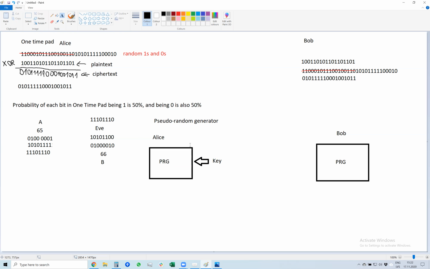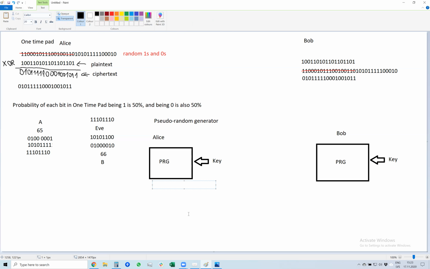So pseudo-random algorithm basically is some kind of encryption algorithm. And Bob also has the key. He also uses the same algorithm. So when Alice and Bob both turn their pseudo-random generators on, since they have the same key, the generator will start to produce equal strings of ones and zeros.